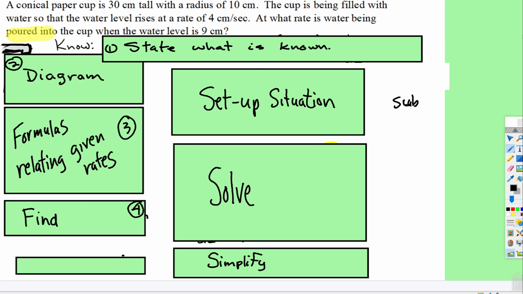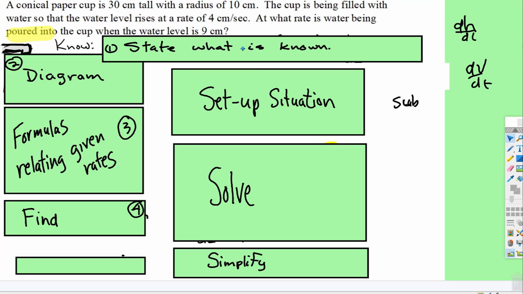Let's go. Okay, so a conical paper cup is 30 centimeters tall with a radius of 10 centimeters. The cup is being filled with water so that the water level rises. Okay, so the height is what is rising, so the dh/dt is rising. At what rate is water being poured into the cup? Well, if water is going into the cup, that would be the volume. So we're looking for volume.